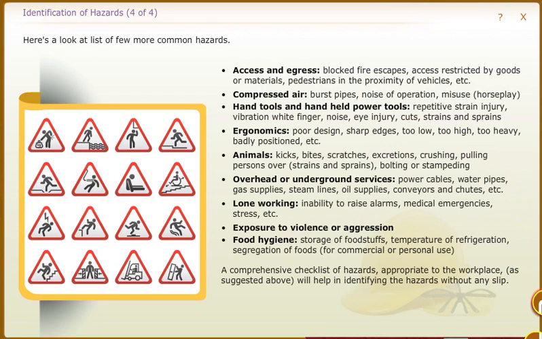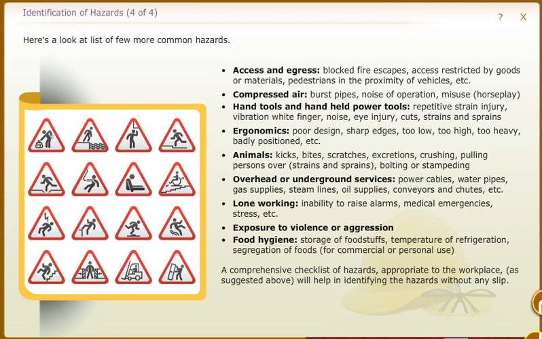Here's a look at a list of few more common hazards. Access and egress: blocked fire escapes, access restricted by goods or materials, pedestrians in the proximity of vehicles, etc. Compressed air, burst pipes, noise of operation, misuse or horseplay. Hand tools and handheld power tools: repetitive strain injury, vibration white finger, noise, eye injury, cuts, strains, and sprains.